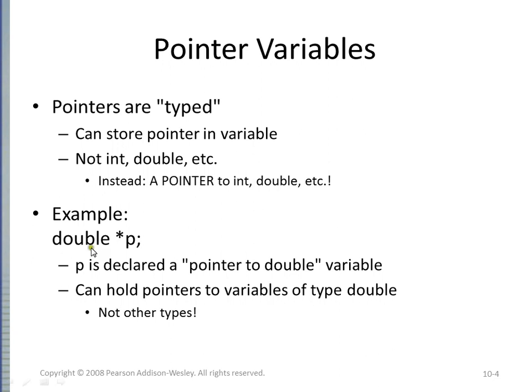So let's read it again. P holds the memory address of a double. Which double? We don't know. You can also read it as P is a pointer to a double. So whether you say pointer or address, it's the same thing. So now we understand that a pointer is just simply a memory address. So this is a pointer to a double, or it's an address of a double. Okay.